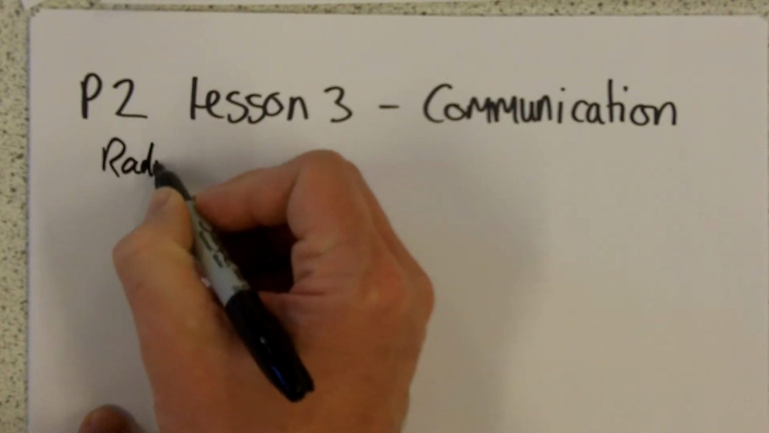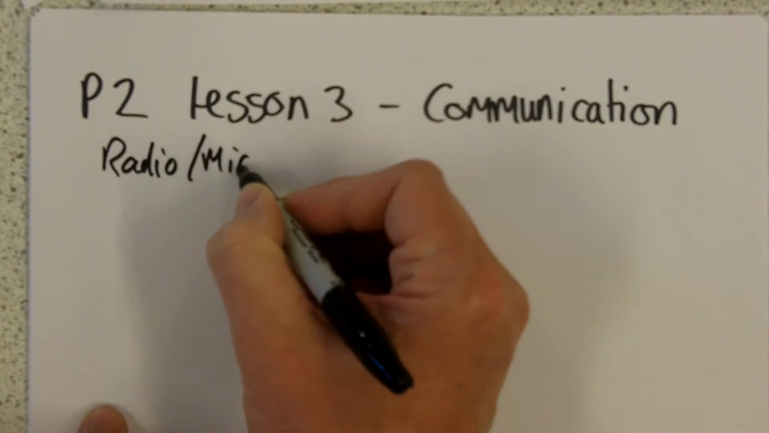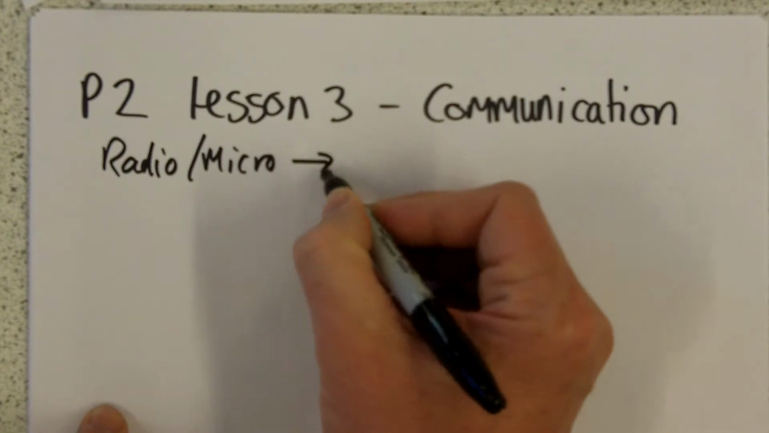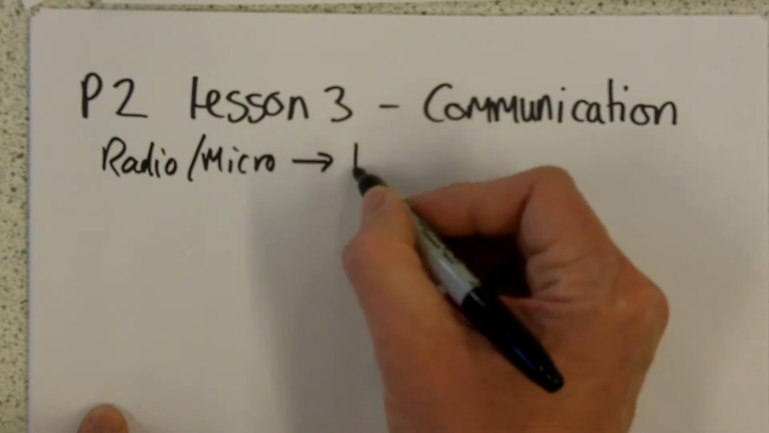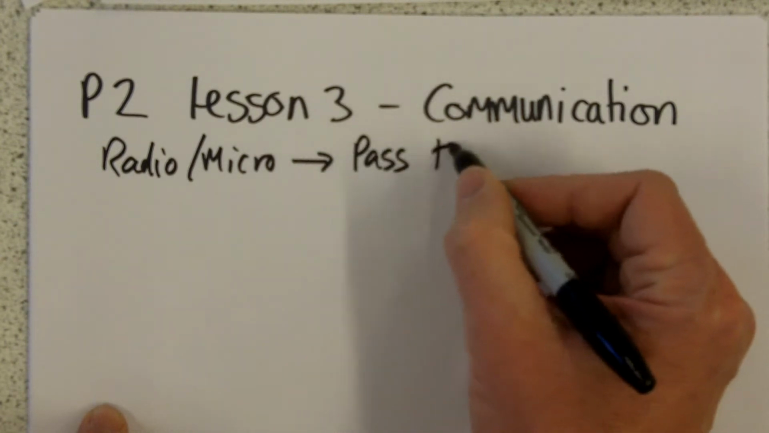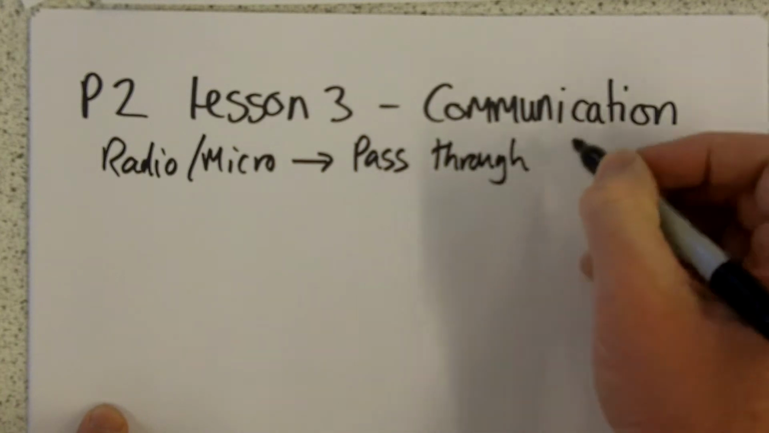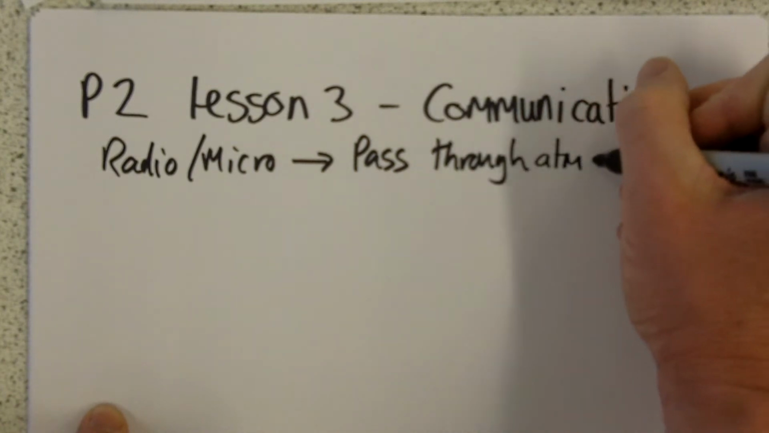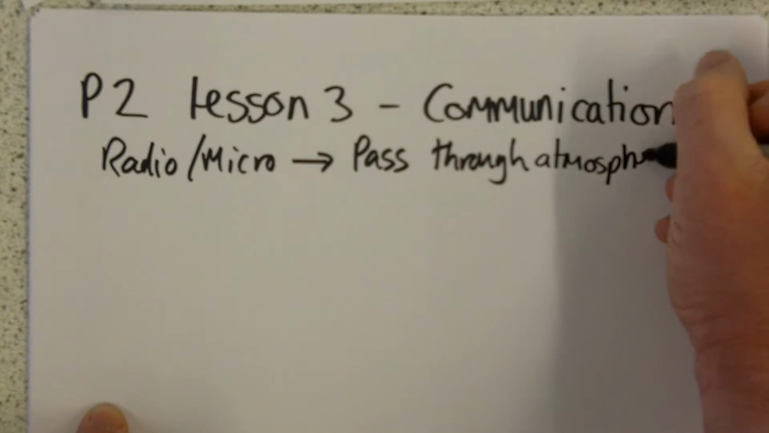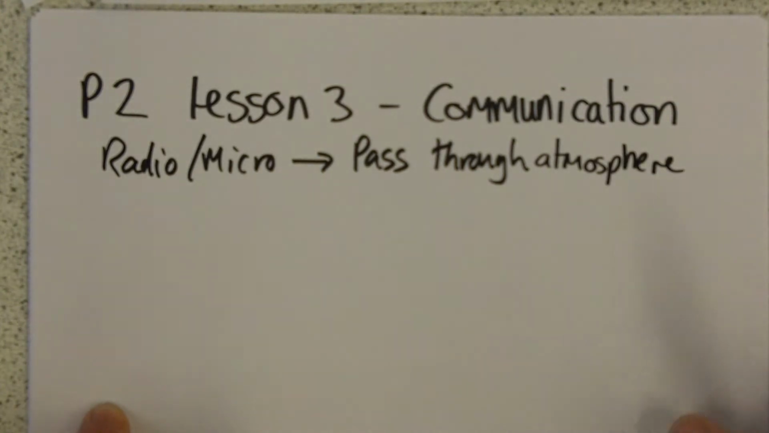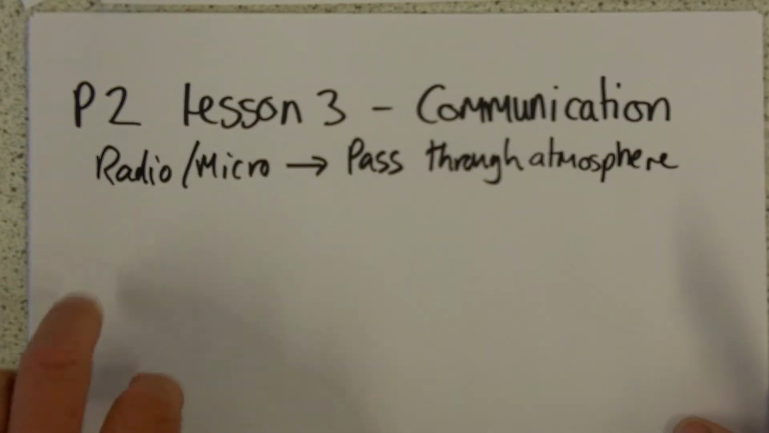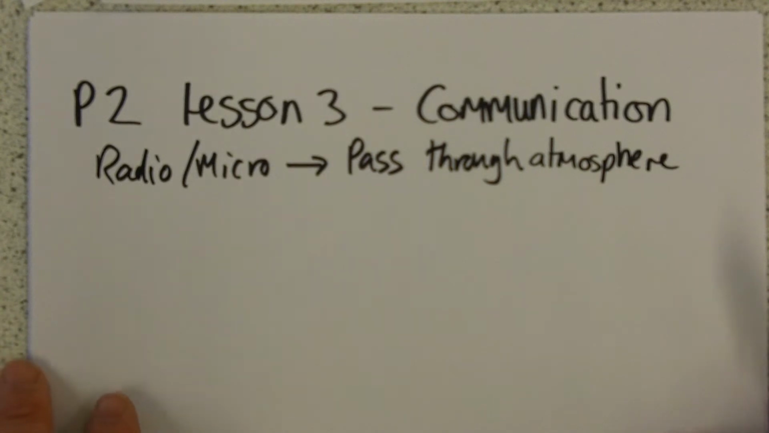So radio and microwaves, they're particularly good because they can travel long distances and they can pass through the Earth's atmosphere, therefore enabling us to send signals through the air over significant distances. So radio and microwave photons can pass through the atmosphere, which is why they're used so much.